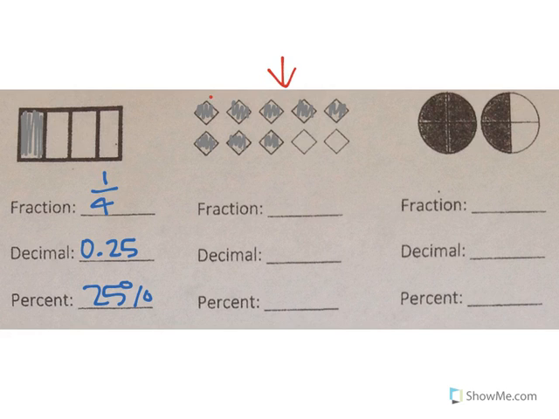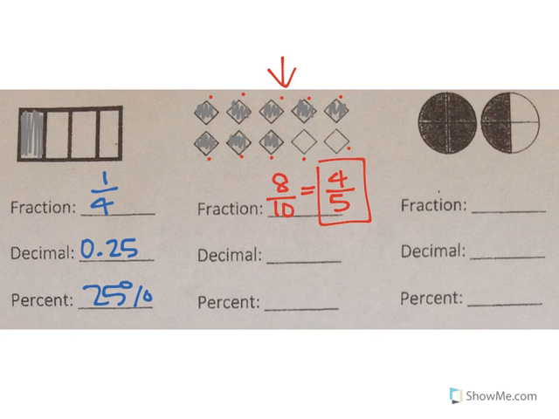So I have 1, 2, 3, 4, 5, 6, 7, 8, 9, 10 little diamonds, and 8 of them are shaded. So I'm going to write a fraction that represents this image. So 8 out of 10 are shaded. Now remember, we always want to write our fraction answers in simplest form if we can. Well, I know that 8 divided by 2 equals 4, and 10 divided by 2 equals 5. So my fraction here is going to be 4/5. That's what I want there.